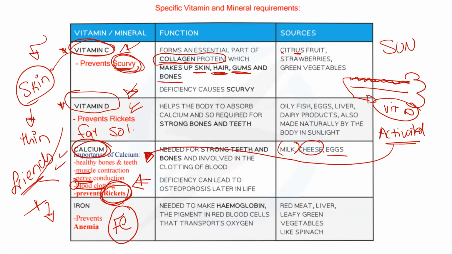Why is iron important? It's a mineral. Iron is a mineral. Why is it important to eat iron in your food? Because it helps make hemoglobin in the blood cells.